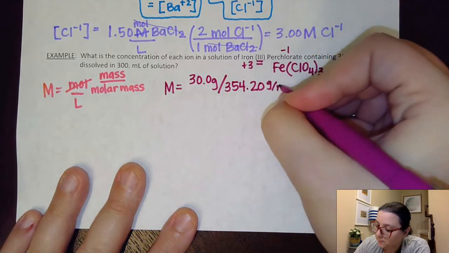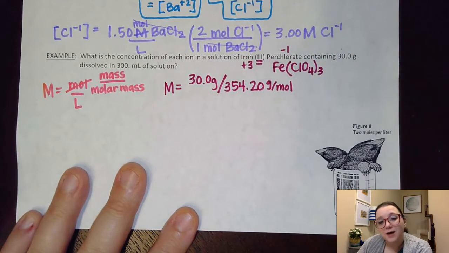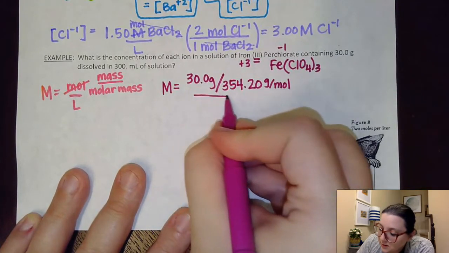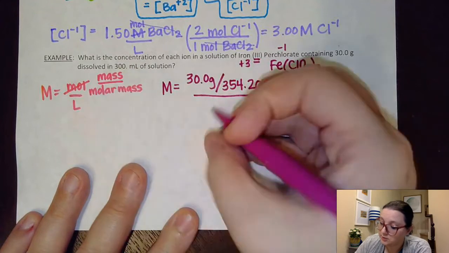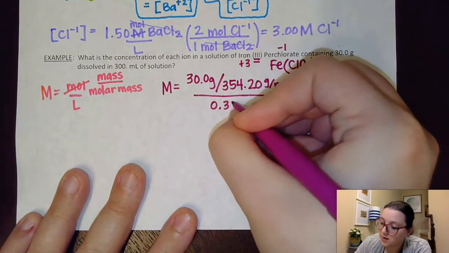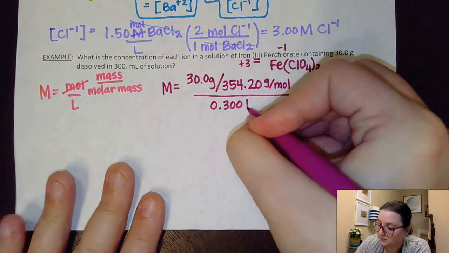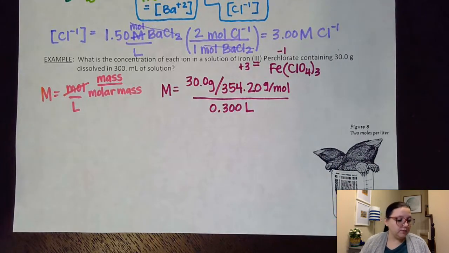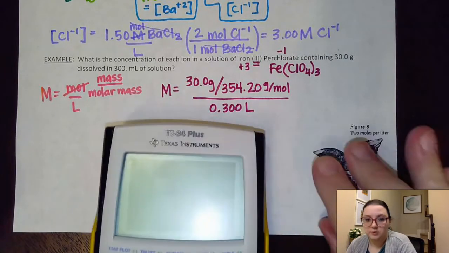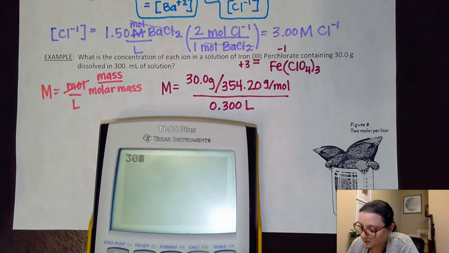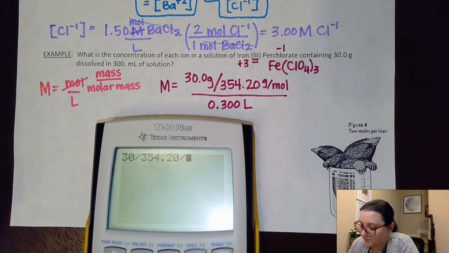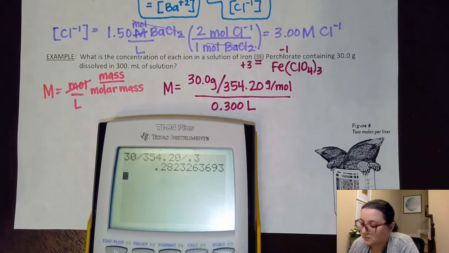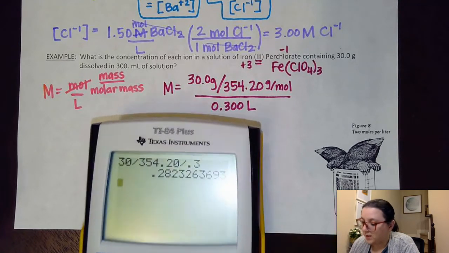grams per mole. And so then I would take that and divide it by my liters. Now I do have milliliters, so I would need to convert into liters. So I'm going to move that decimal place over 3 spots. And so now what I'm going to do is plug in this math here first. 30 divided by 354.20 divided by my 0.3 gets us a molarity of 0.282.